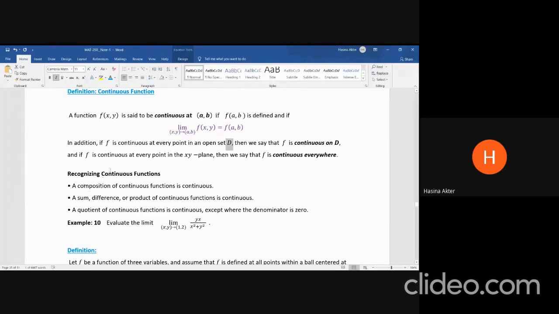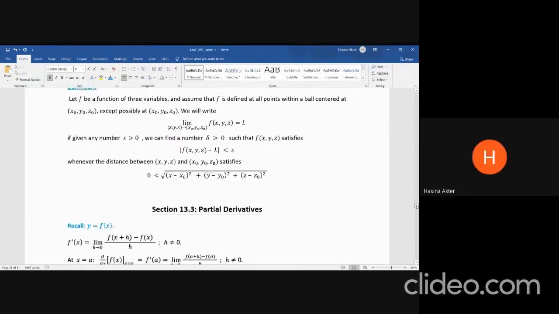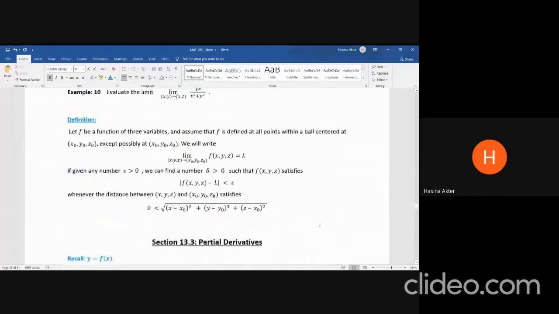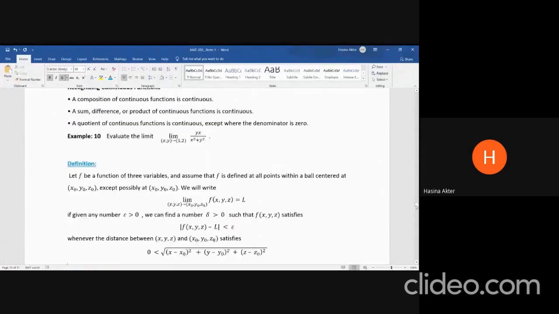This is a portion of 13.2. I didn't explain much here because after I teach you partial derivatives, I will get back to continuity with a couple of exercises, but not now. For now, just remember the definition of a continuous function.